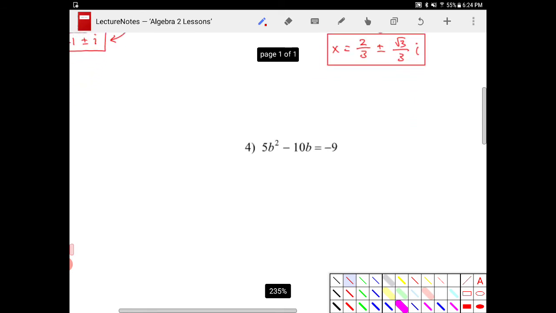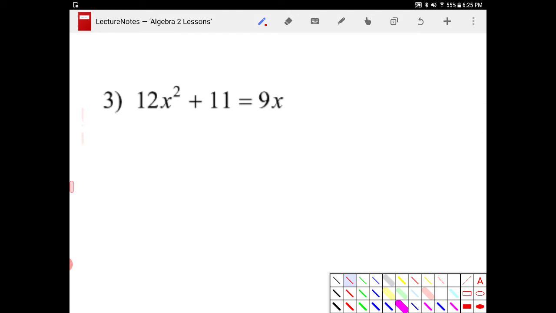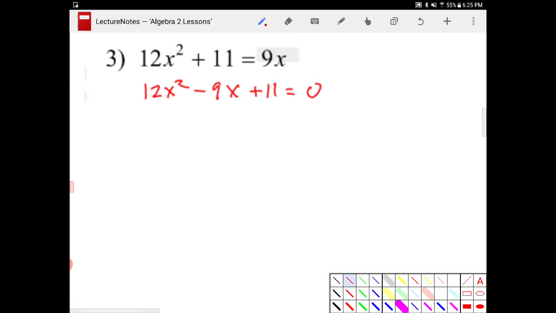Let's go over another example. Let's go over this one. So again, same approach: what we're going to do is bring everything over to one side. I have 12x squared minus 9x plus 11 is equal to 0. And again, this is not factorable, so we're just going to jump right in and apply the quadratic formula.